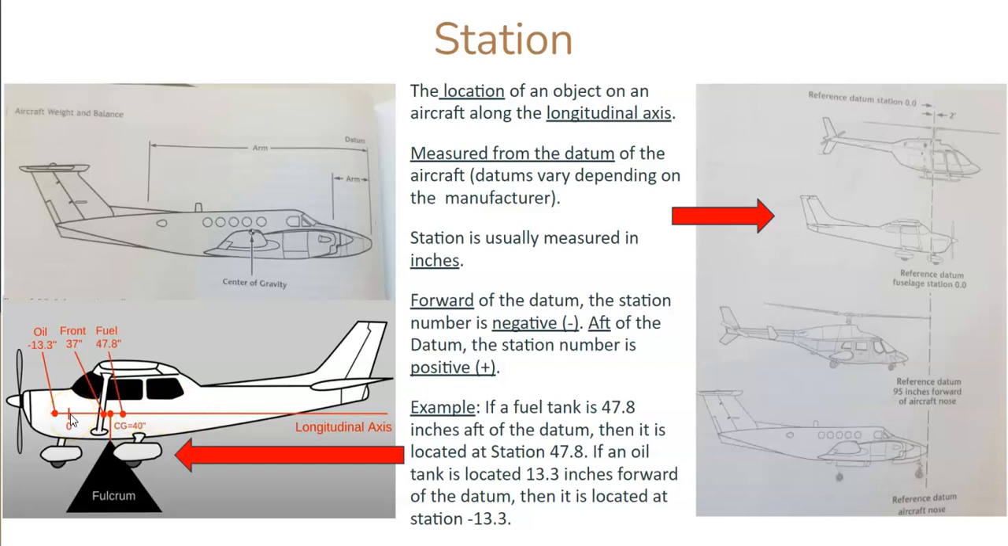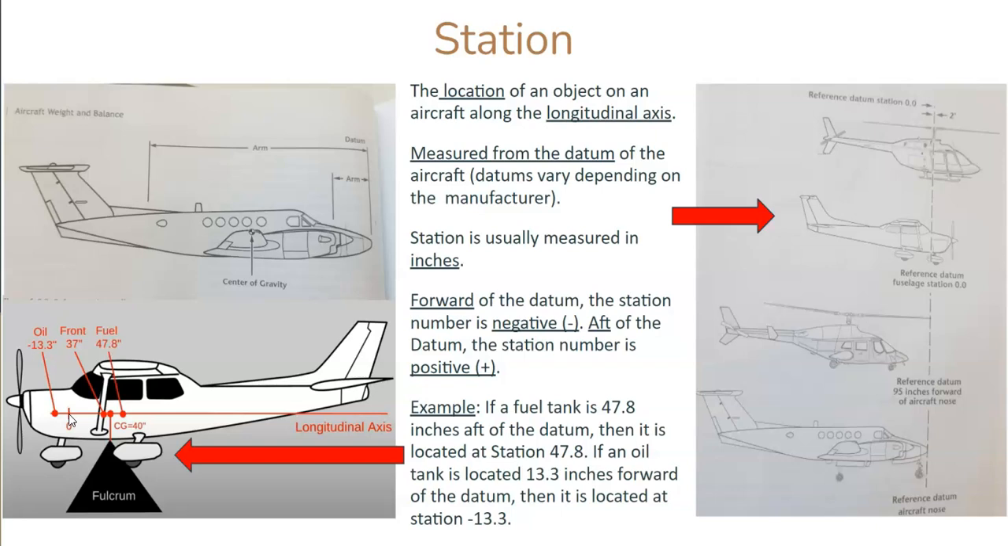Now, something worth noting is that they'll very often measure this station from the datum. It's not measured from the center of gravity, it's measured from the datum. And remember, the datum, as we discussed earlier, is basically some arbitrary point that the manufacturer chooses. Some datums are in the center of the aircraft, some are where the firewall is, some are at the edge of a propeller, and some are where the nose is. It all depends on the situation, right? The stations are very often measured in inches.